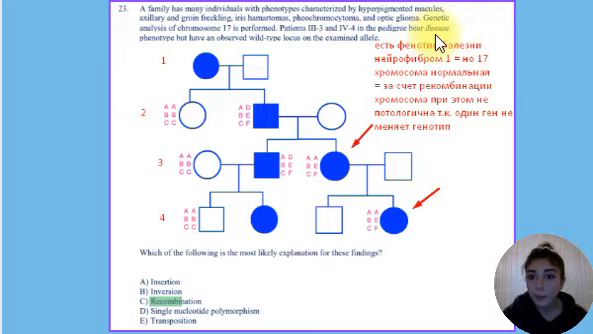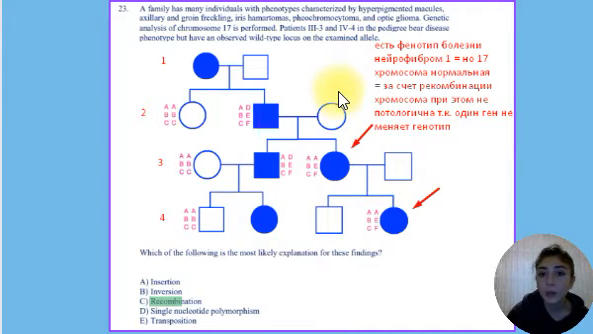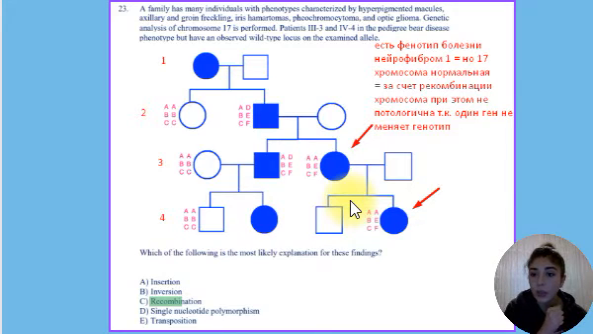Pedigree bears the disease phenotype, like they phenotypically present with a disease, right? But they have an observed wild type locus on the examined allele. So we look at chromosome 17 and we see that this chromosome is normal. Wild type means normal, previous to mutation, right? Why did that occur? Because of recombination, right? Because of C. What occurred? It just changed its location, but it's still there, and therefore it will cause the disease. So answer C, recombination, is right here.